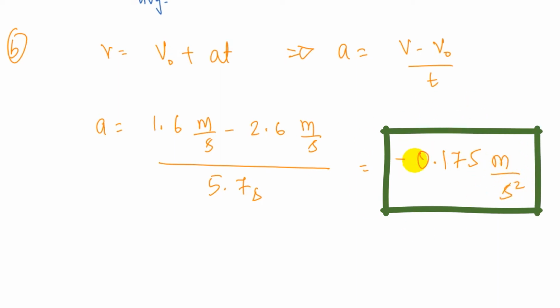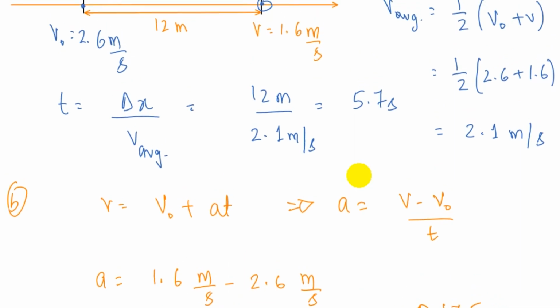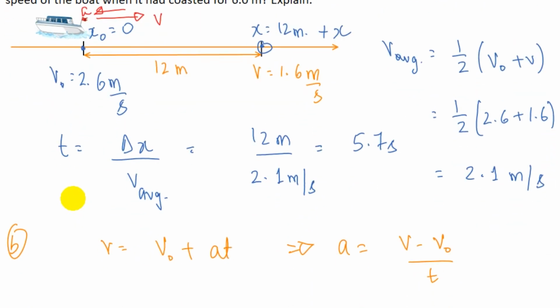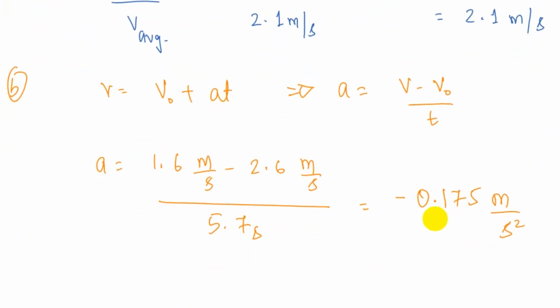Now this negative sign, what does it denote? It denotes that the direction of acceleration is opposite to the direction of motion. Like if I show in the figure, the velocity of the boat is in this direction, but the acceleration would be in the opposite direction, like this. So this is the answer for the B part.